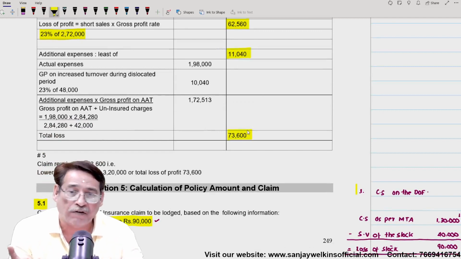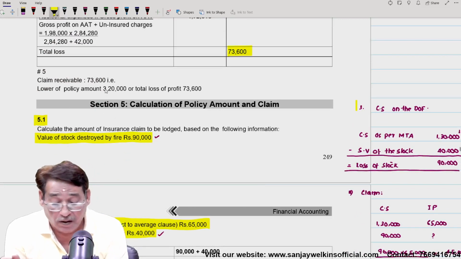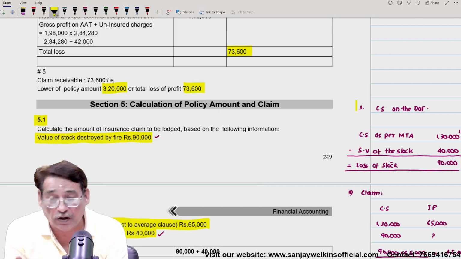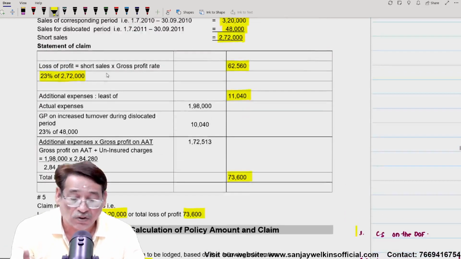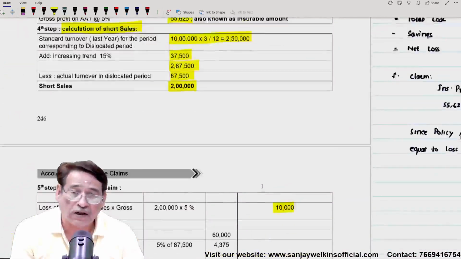There are no savings. Now we will compare this loss with the policy amount. The policy amount is 3,20,000 and the loss amount is 73,600. The lower figure will be considered. So this is how we are supposed to do loss of profit policy, correct?